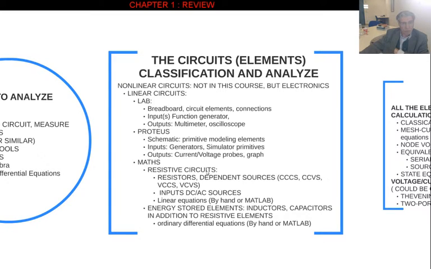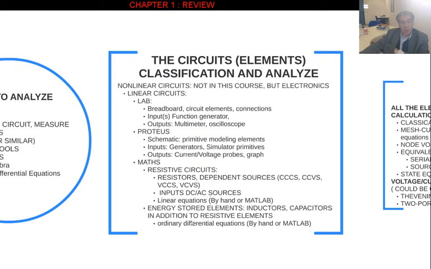So these resistive circuits do not have L and C type of elements in them, but only include resistors and dependent sources. Inputs could be DC or AC sources. The mathematics that we use in order to analyze this circuit is linear equations. By hand, you've got to do it, or you could use MATLAB as a tool to find a solution of these linear equations.